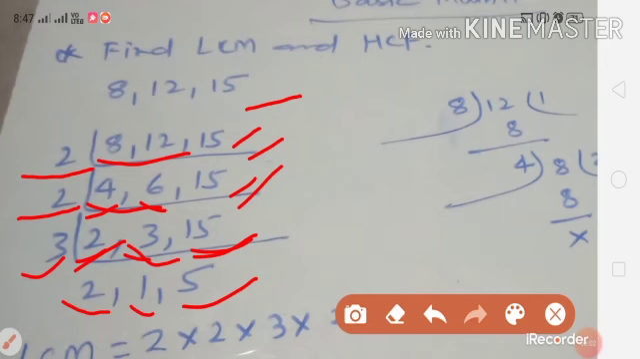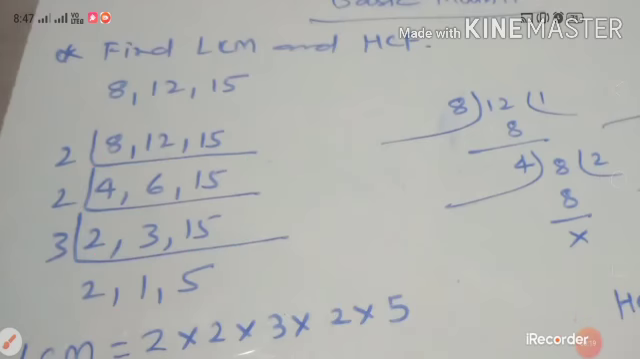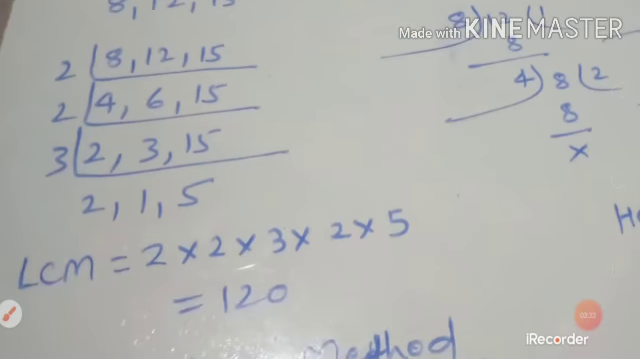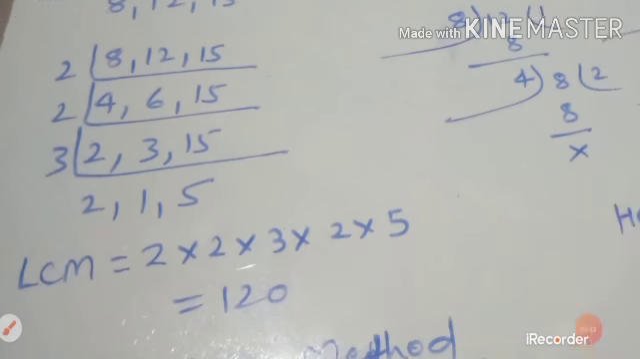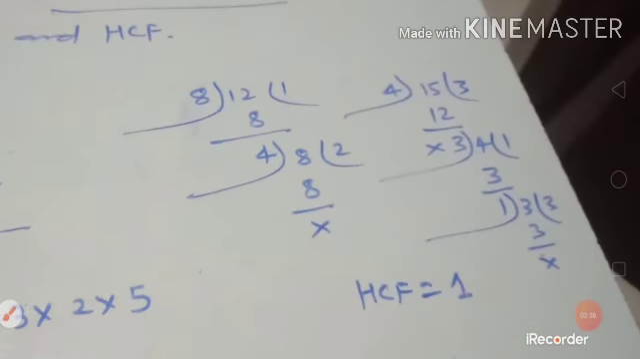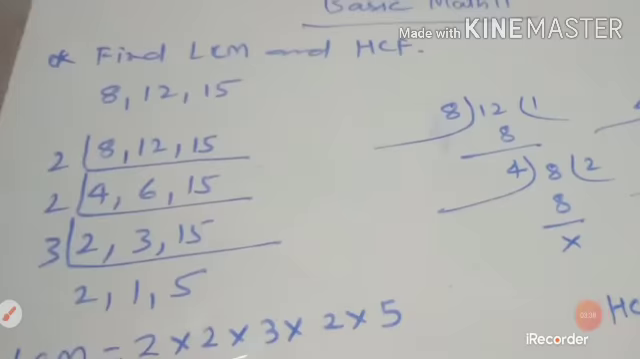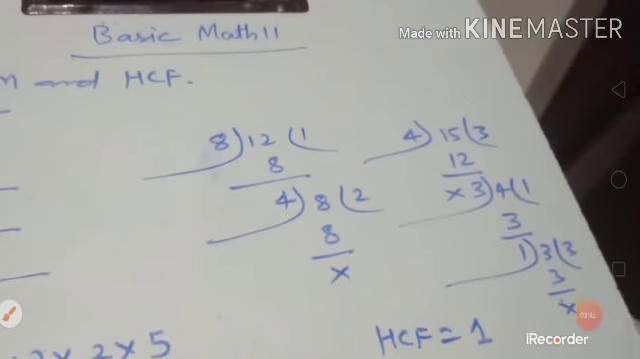So we start to multiply from the start: 2, 2, 3, 2 and 5. You can leave 1 because you know that in multiplication 1 is not effective. So we find the LCM if we multiply all this, 2 2 3 2 5, we find 120. This is our answer. This is the LCM. Now go ahead for the HCF of the same question, that is 8, 12, 15.